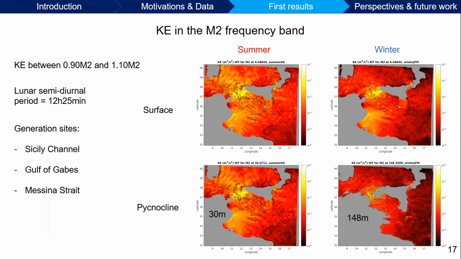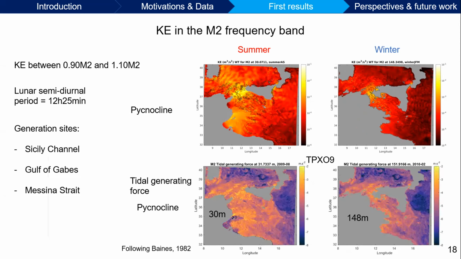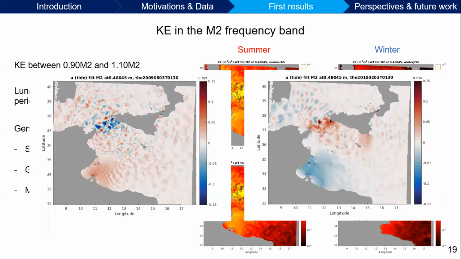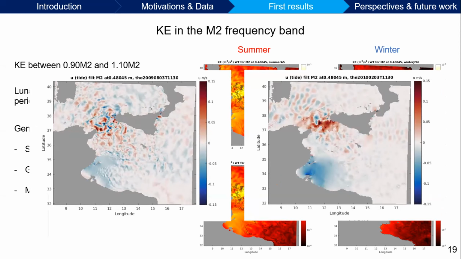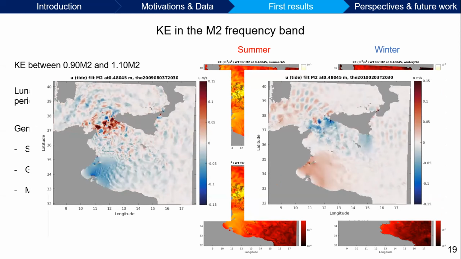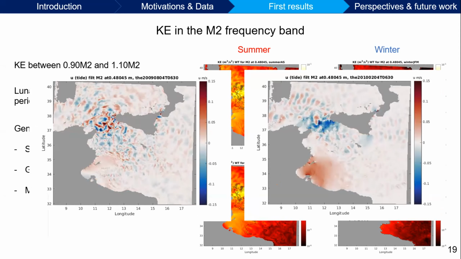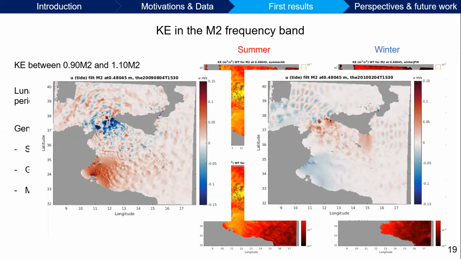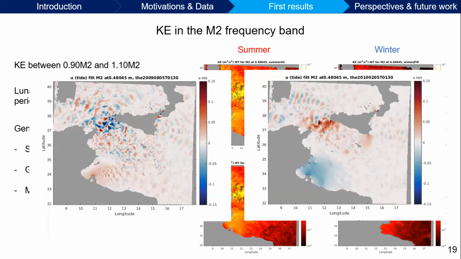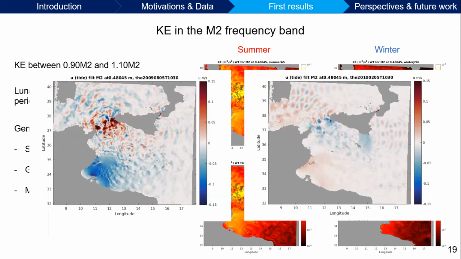You can see that the internal tides of M2 can propagate in the domains. It's especially true in summer. And these results are in good agreement with the tidal generating force computed from TPXO9 following the methodology of Baines. And just to have a quick view, you can see here the zonal velocity filtered at the semi-diurnal frequency, so you can see the propagation of the tides.